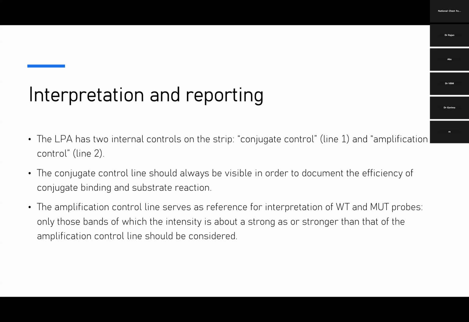Now, how do you interpret and report? LPA has two internal controls on the strip, as I explained: the conjugate control and the amplification control. The conjugate control line should always be visible in order to document the efficiency of conjugate binding, and the amplification control serves as a reference for interpretation of WT and MUT probes. Only those bands whose intensity is about as strong as or stronger than that of the amplification control should be considered. So in the WT and the MUT probes, which I'll explain in the following slides, only those should be considered if they are as strong as the amplification control or stronger.